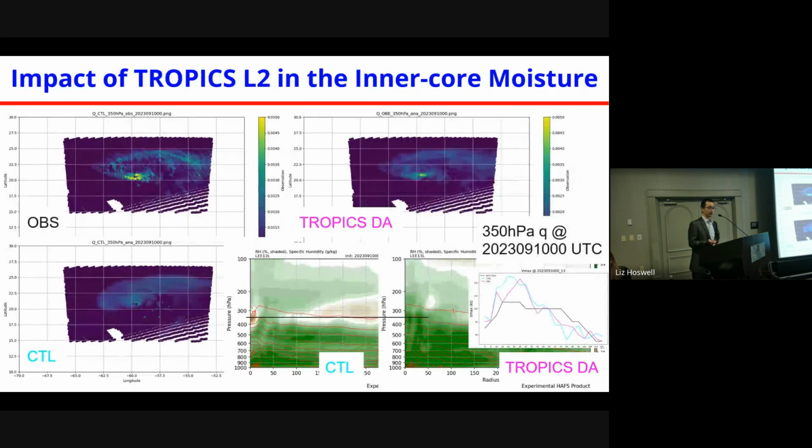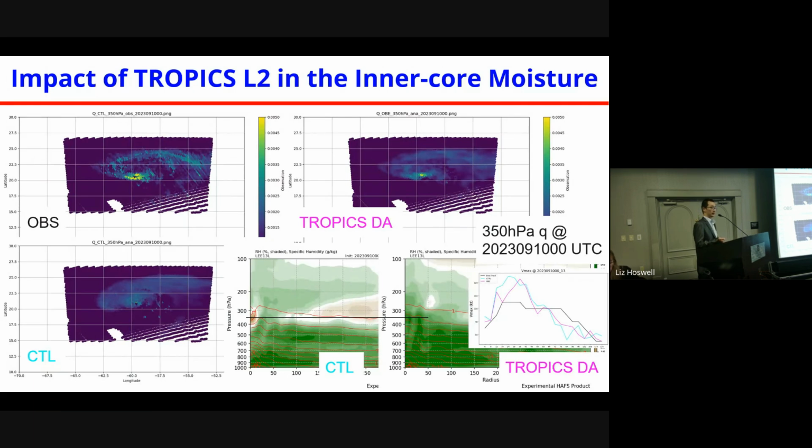With that, we started to do some preliminary data assimilation tests. The figures here show the horizontal moisture field at 350 millibar. The upper left is observation, the upper right is the TROPICS DA, and the lower left is the control experiment.